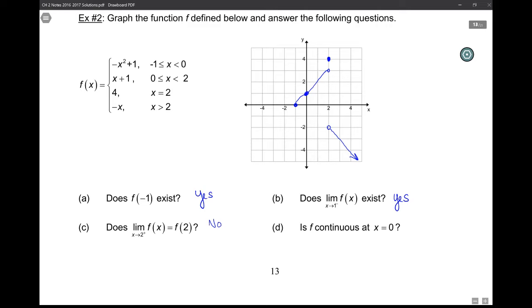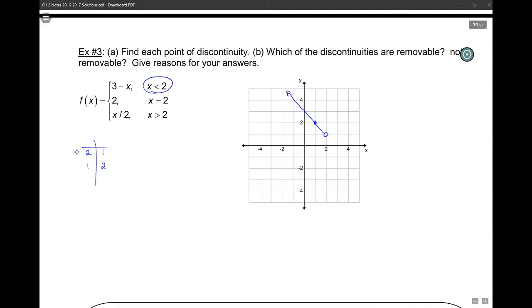So the way to do this, if you're having trouble, I make little tables. This first part is x is less than 2. If I plug in 2, keep in mind that would be an open circle there. So 3 minus 2 is 1. Maybe I can plug in 1. I get 2. So at 2, 1, I have an open circle. It looks like that. And then I have a point at 2, 2.